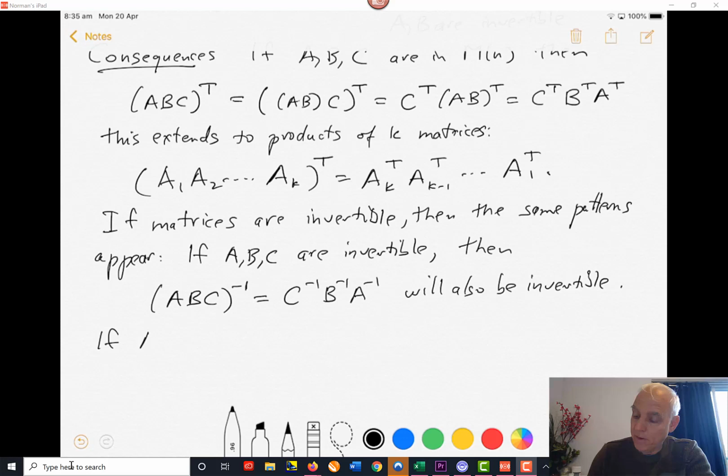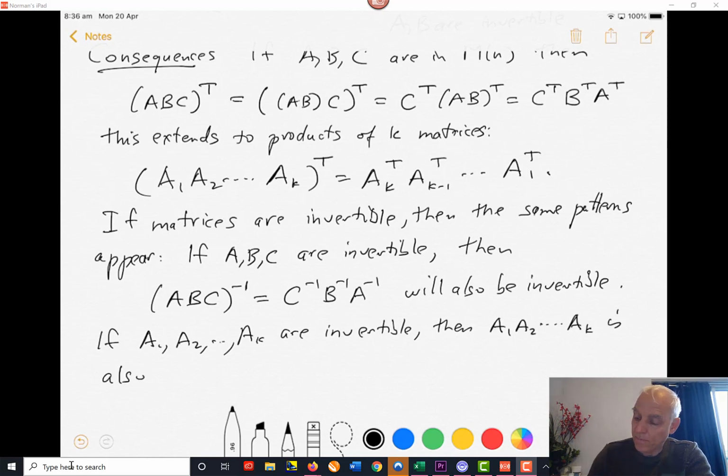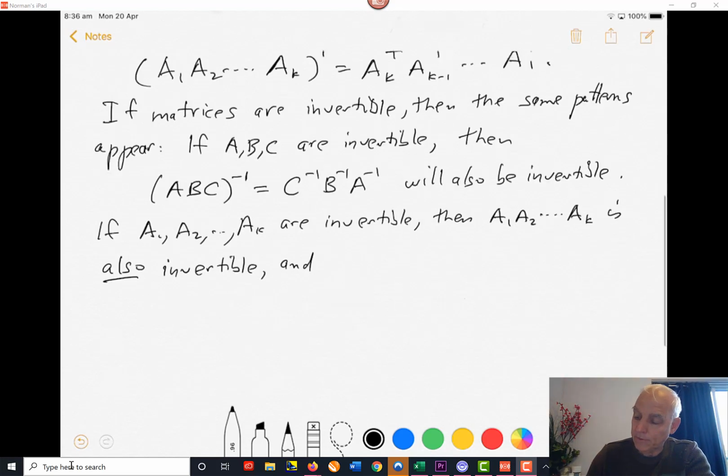So if A1 and A2 all the way up to Ak are invertible, then the product A1 times A2 times up to Ak is also invertible. And indeed, we can write down the formula for it. The inverse of A1, A2 up to Ak is Ak inverse times Ak minus 1 inverse down to A1 inverse. All right, so we have that nice relation, just as we have the corresponding relation for transposes.